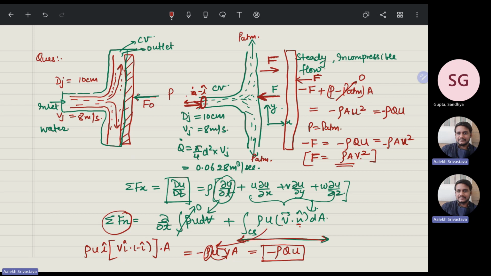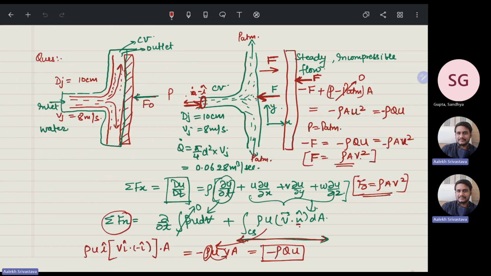Hence, because of Newton's third law, this control volume will apply this force on the wall, and you need to apply this F force to hold the wall stationary. Therefore, F is equal to rho A V square. So, in this way, this question will be solved.